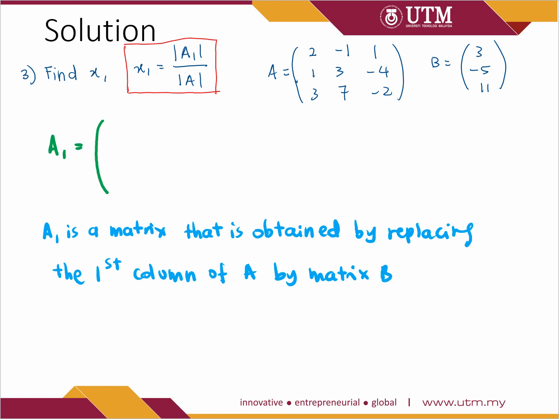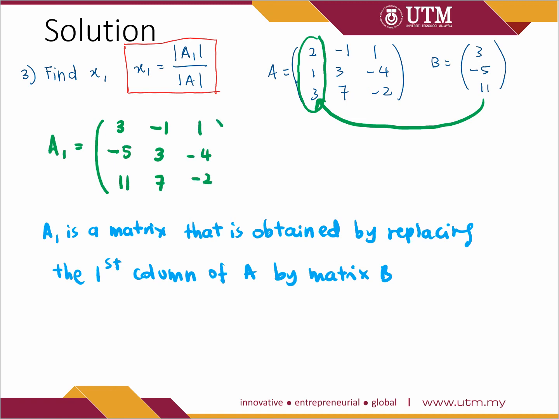So here, our first column of A will be replaced with the column in B. So now our A1 is equal to 3, negative 5, 11, and the remaining columns are the same as they are: negative 1, 3, 7, 1, negative 4, negative 2. So this is the matrix of A1.